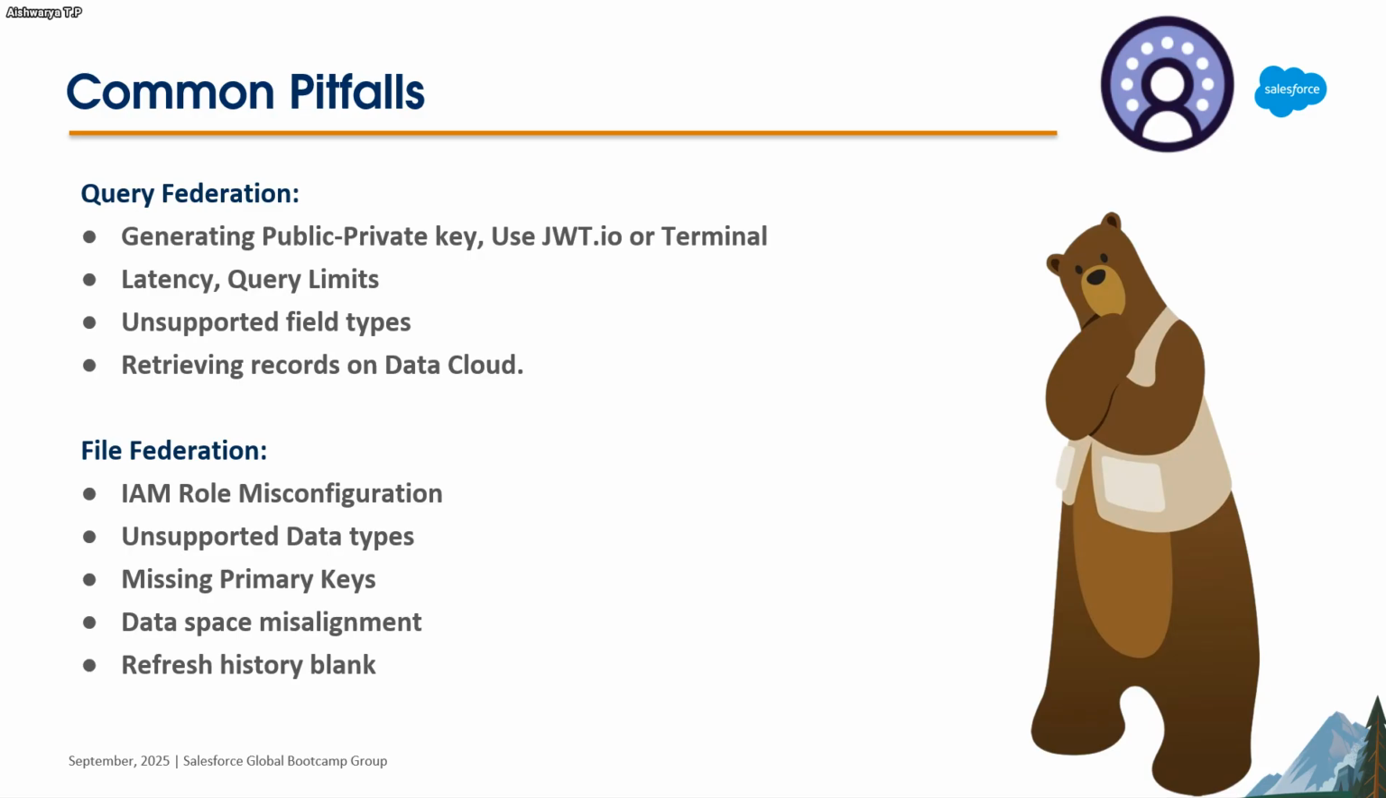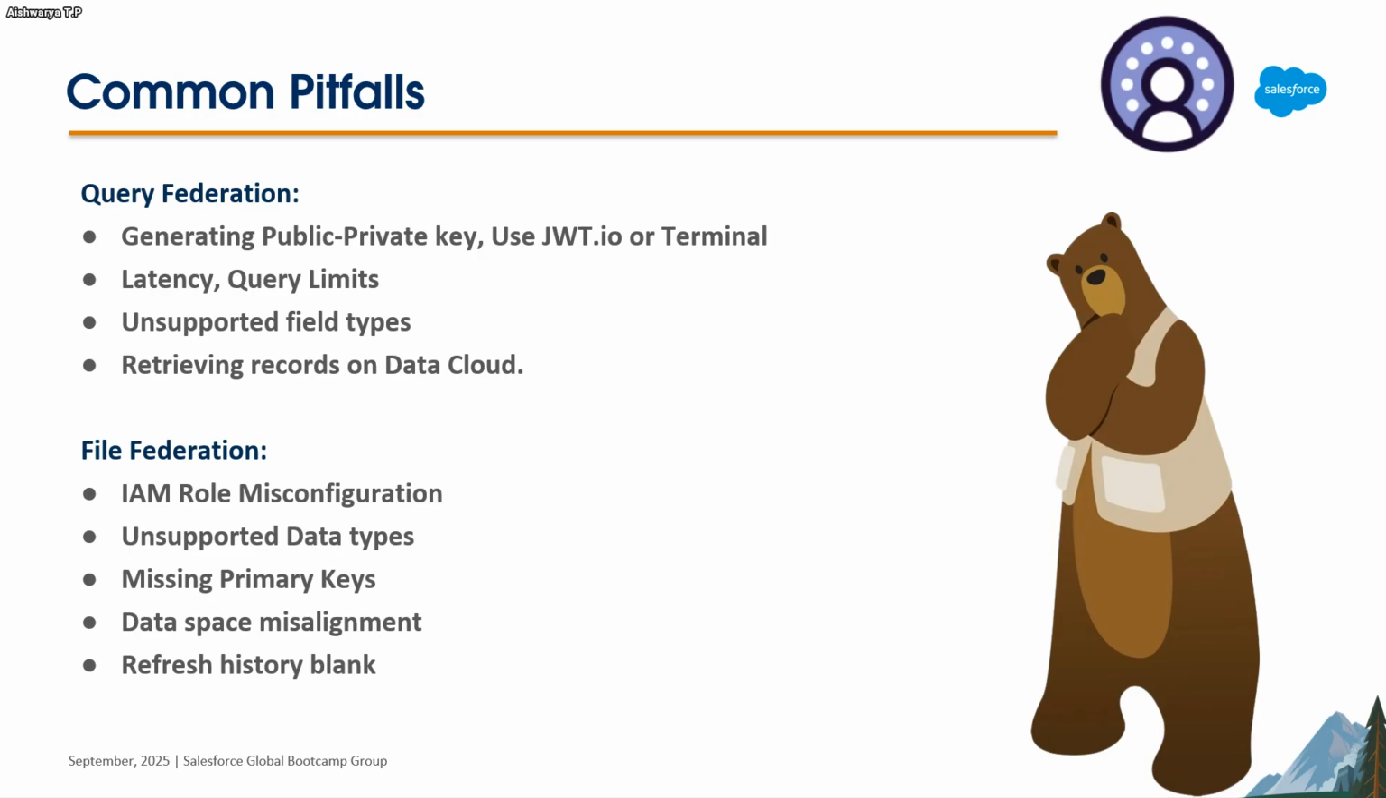Then retrieving records on Data Cloud. Because of all the above things, if you forget to use your private key properly, or if you miss your query limits, or if you're using unsupported field types, you might see some issues retrieving the data into Data Cloud. Even if you see some delay in Data Cloud because of any of this, 99% of the time it is real time. I have tested for the past 3 or 4 months, and it is almost real time. Every time I test, I'm getting the changes in Data Cloud in real time.